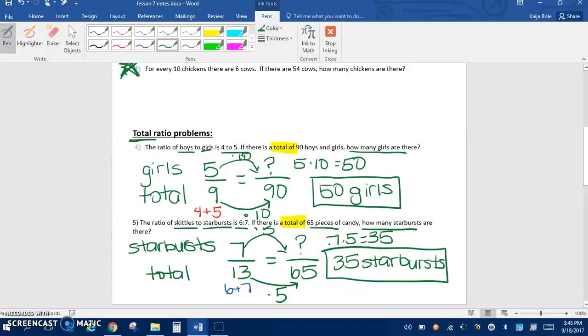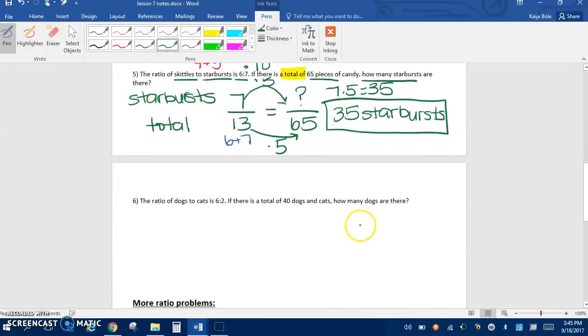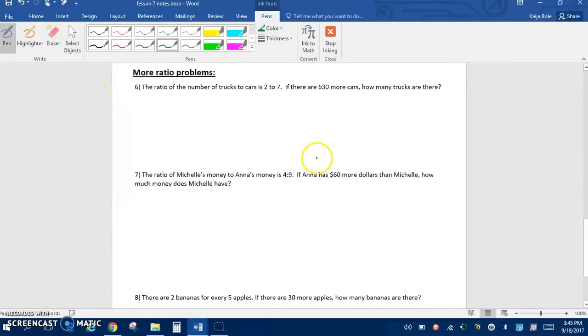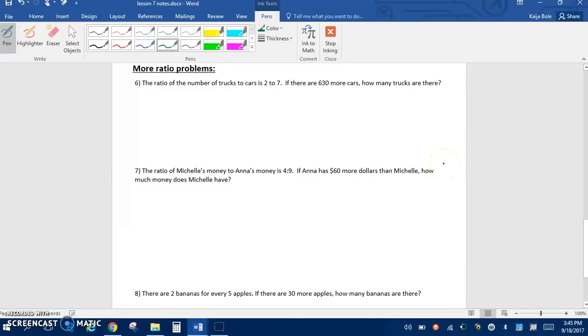Alright, if you go on to the next page now, number 6, I want you to put a star next to it because I want you to try it on your own. We will do it in class together. Alright, so I've got 2 more I want to get through. First is number 6 here.